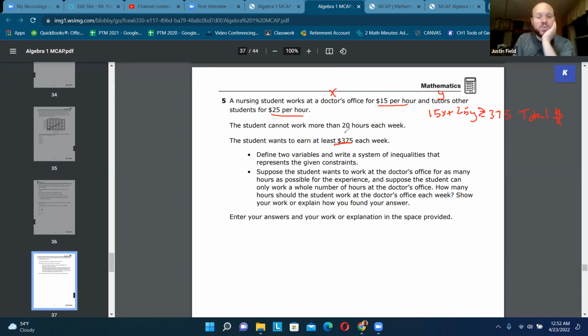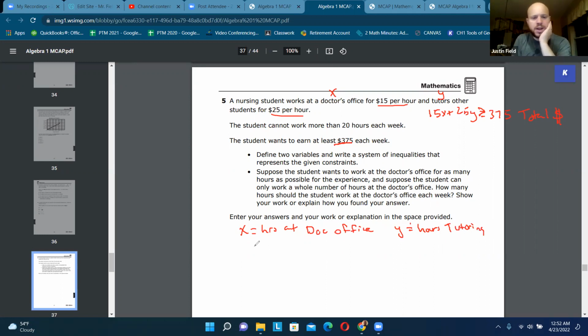And they can't work more than 20 hours in a week. So let's define our variables. Hey, look, that's the first thing we have to do. X is going to be hours at the doctor's office. And Y is going to be hours tutoring.